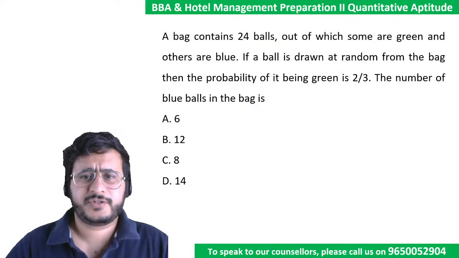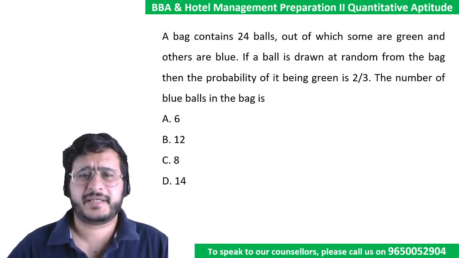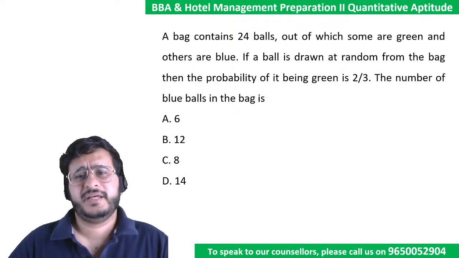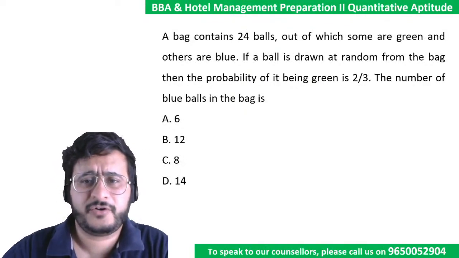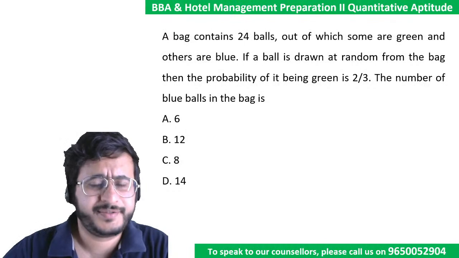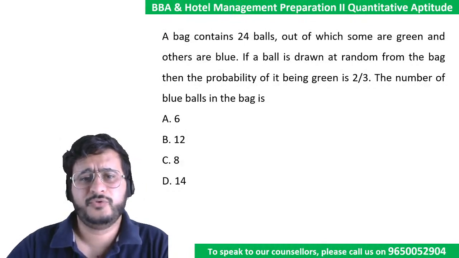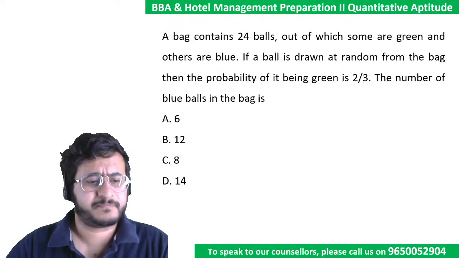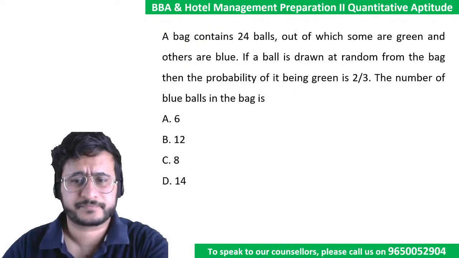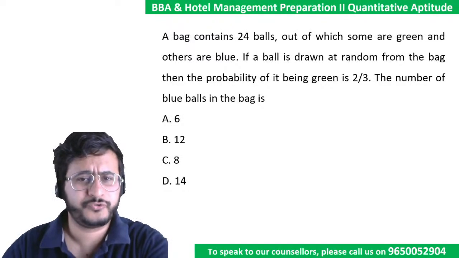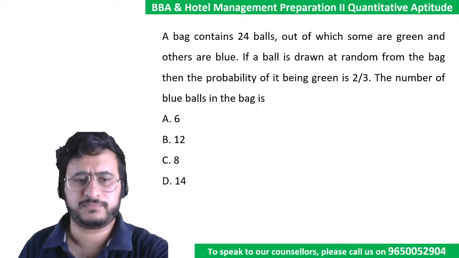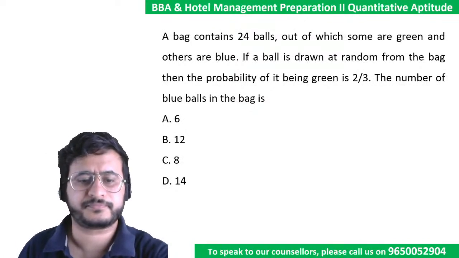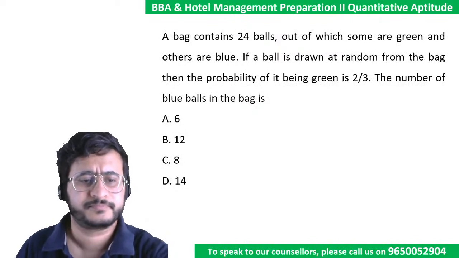A bag contains 24 balls, out of which some are green and others are blue. If a ball is drawn at random from the bag, then the probability of it being green is 2 by 3. The number of blue balls in the bag is. How do you find the number of blue balls? It's a very simple question.